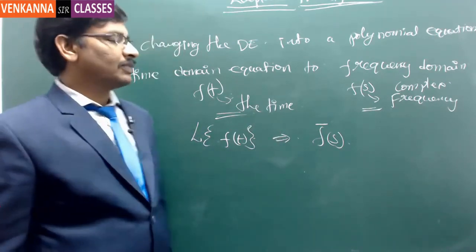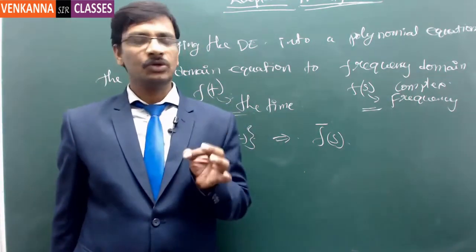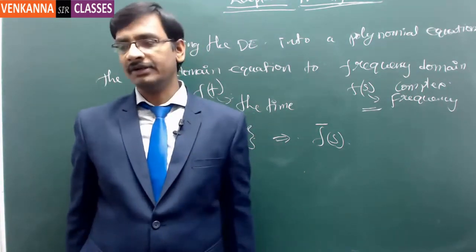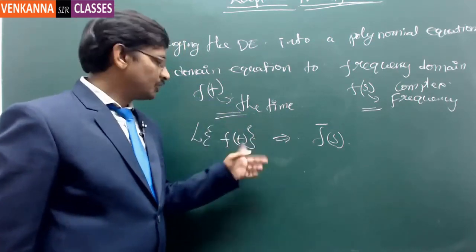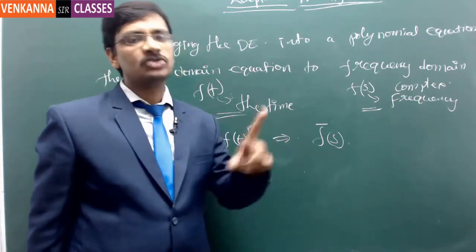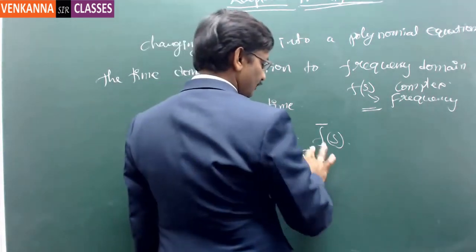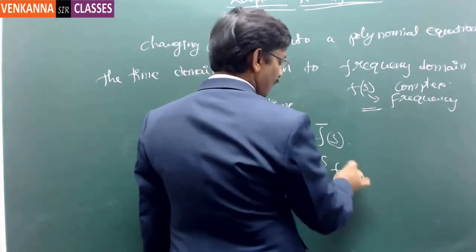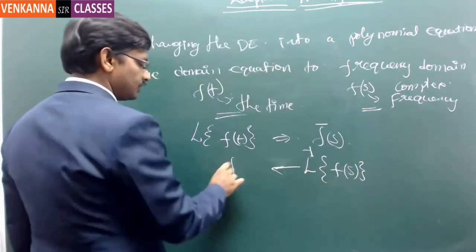In mathematics, if you find an operator, definitely you will have an inverse operator for it. Here Laplace is an operator which will convert time domain to the frequency domain. Then there has to be an inverse operator which will convert this Laplace transformed function to the time domain function. So this is f of t.